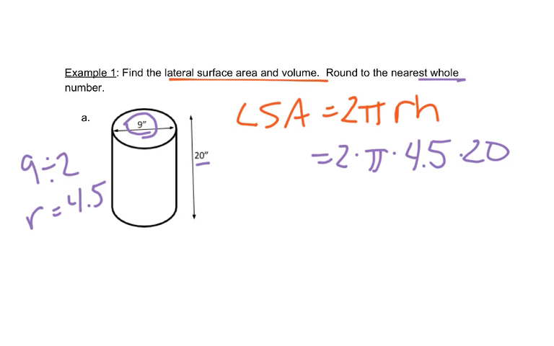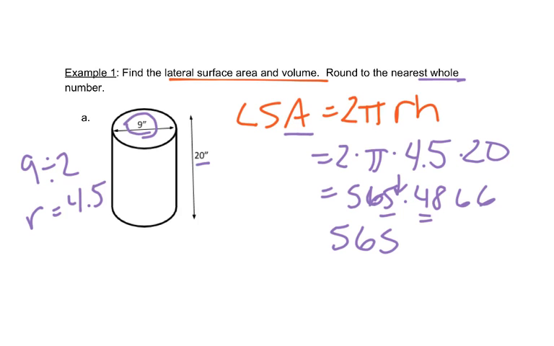And it says round to the nearest whole number. So we get 565.4866. But after this 5 is a 4, so the 5 will stay the same. And we get 565. It's area, so it's square inches.